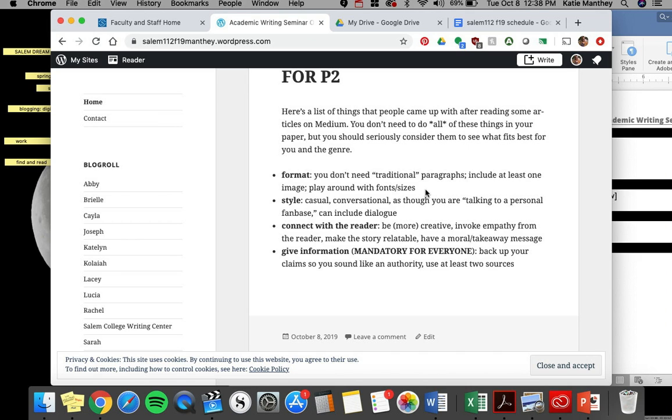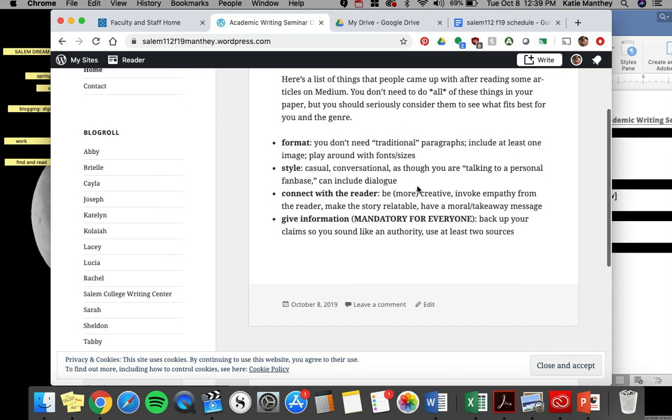So format. People pointed out that you won't need traditional paragraphs. You can have really, really short paragraphs. You can have some paragraphs that are just one line. Also with format, you need to include at least one image. This is something I would like everyone to do. It should also say mandatory. So, include an image. And then people noticed that some authors played around with fonts and sizes of fonts. So those are things to consider for your own Project 2.